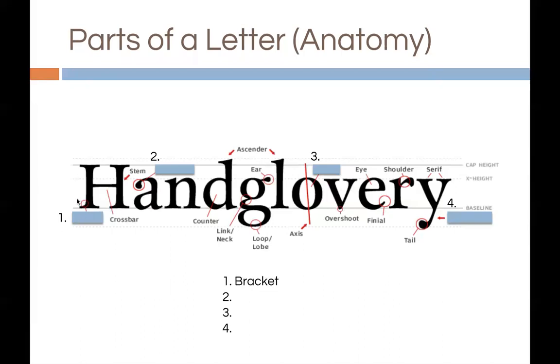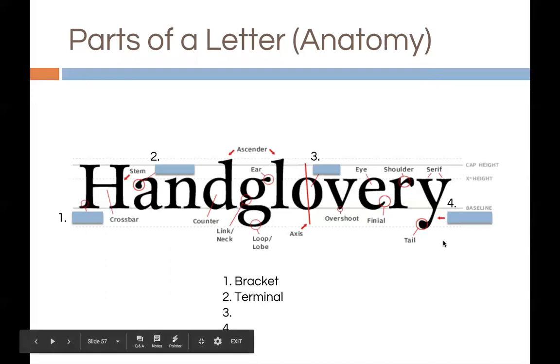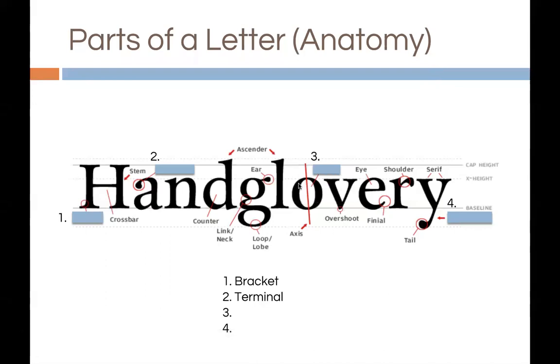That is the bracket, however. Number 1 was the bracket. Nicely done. Number 2 is right here, this part of the A. N is the terminal, yes. Number 3 is this part of the O, the inside of the O, which is the bowl. And number 4 is this part of the Y going under the baseline. A descender. Well done.